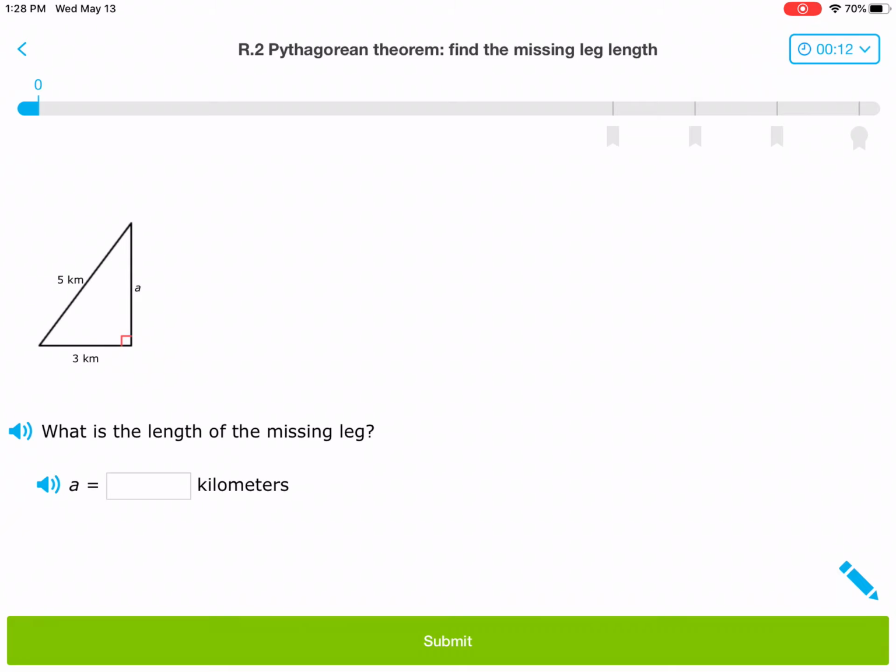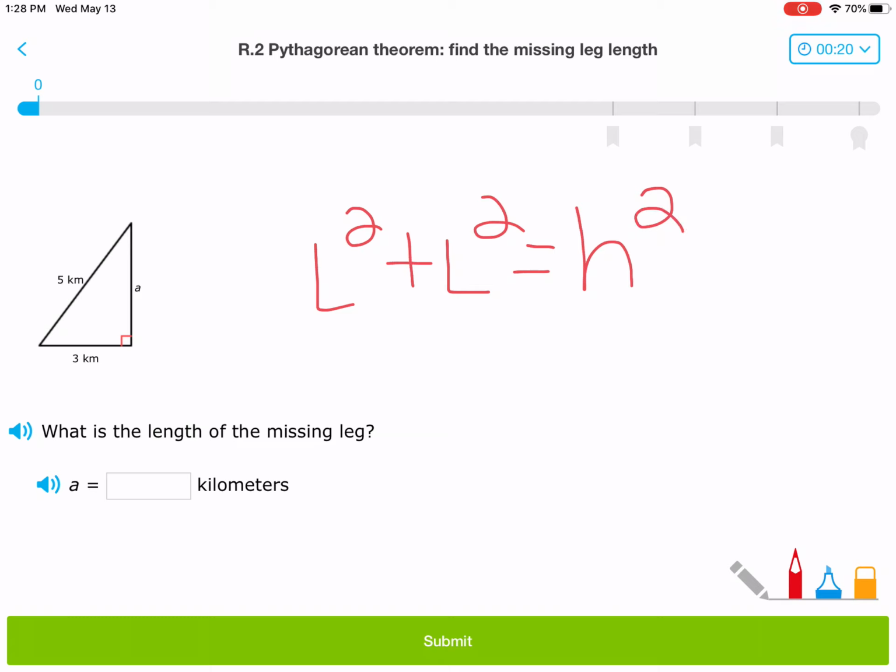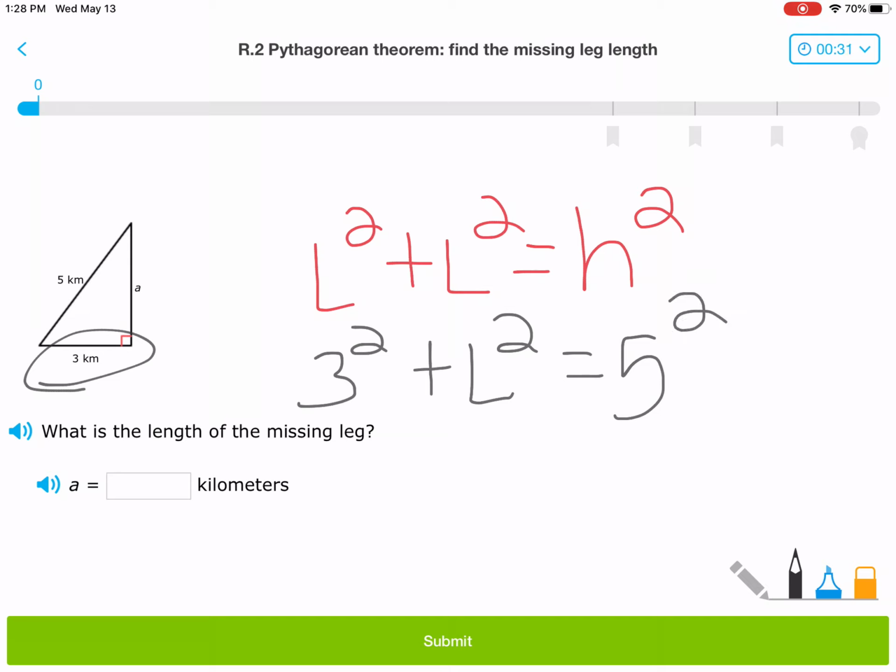All right, we're still working on the Pythagorean Theorem. Remember that formula is leg squared plus leg squared equals the hypotenuse squared. Now we're going to fill in what we know. We know one of the legs is 3, but we don't know the other leg, and we know the hypotenuse is 5. So this time you're going to be finding a missing leg of the triangle.